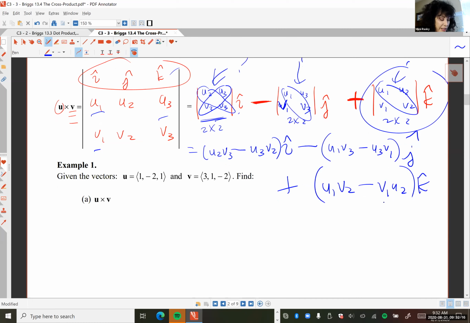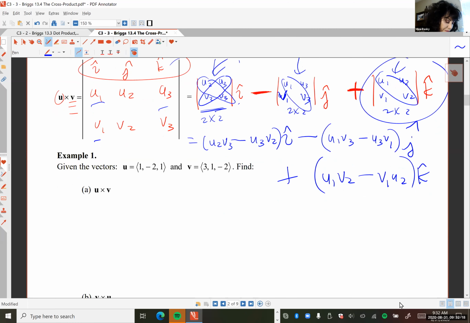And there is your formula for finding the cross product of two vectors. Let's actually do some examples now. Here we go. You're given two vectors in space. There they are. Cool.